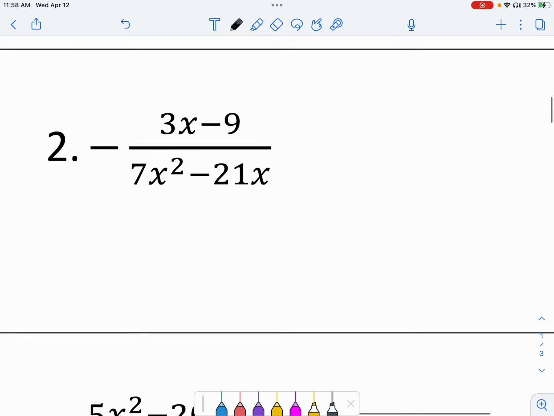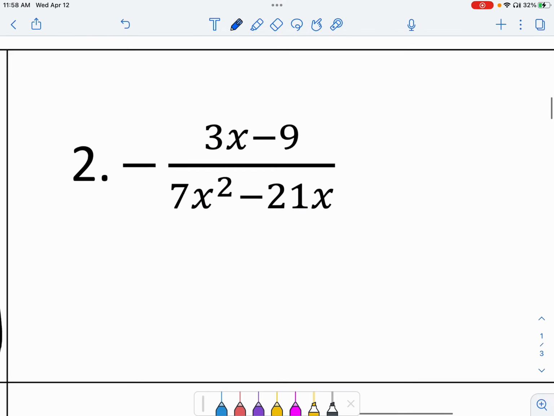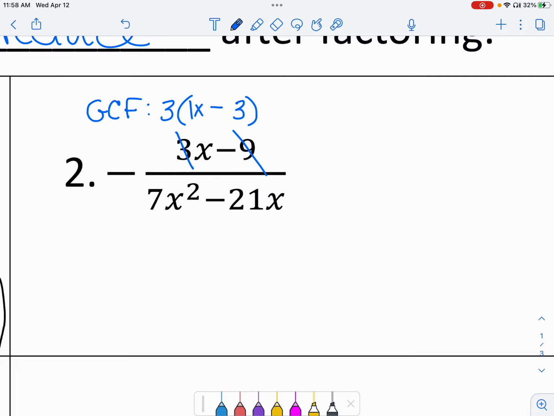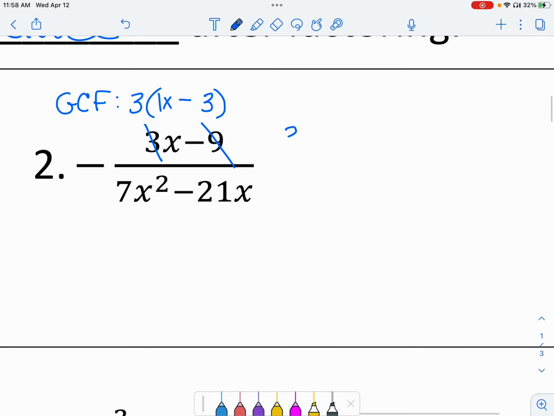Let's try again. So the GCF on the top, I'll try to stay consistent with the blue. The GCF in the top is a 3. Now when I take a 3 out, what is 3 divided by 3? What's a 1? And then the x has to stay with it because you're not taking the x's out. What's 9 divided by 3? Well, that's a 3, and there are no x's to worry about. So the top is 3, and then 1x take away 3.